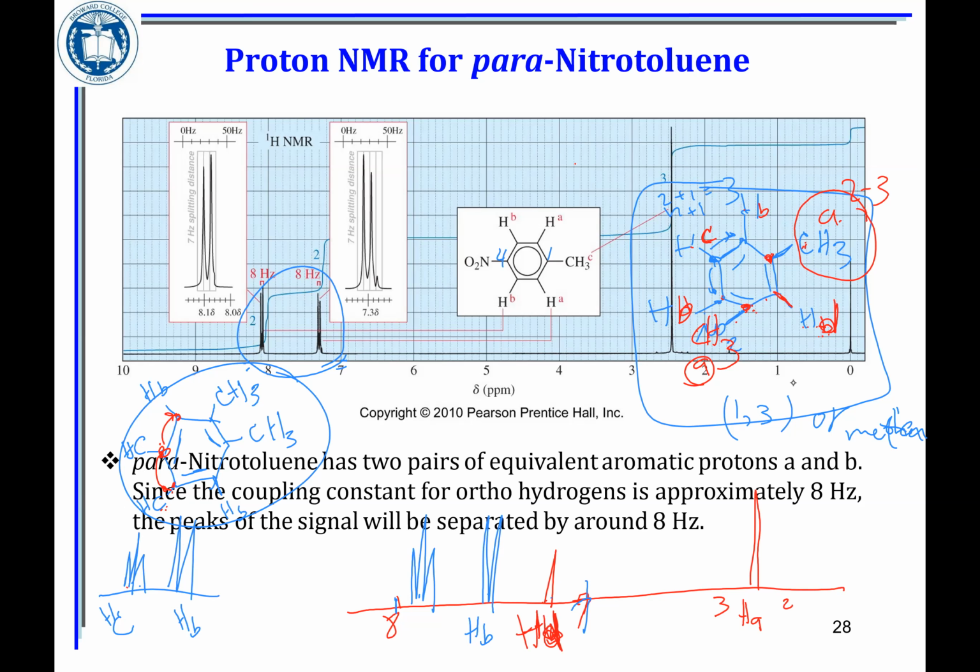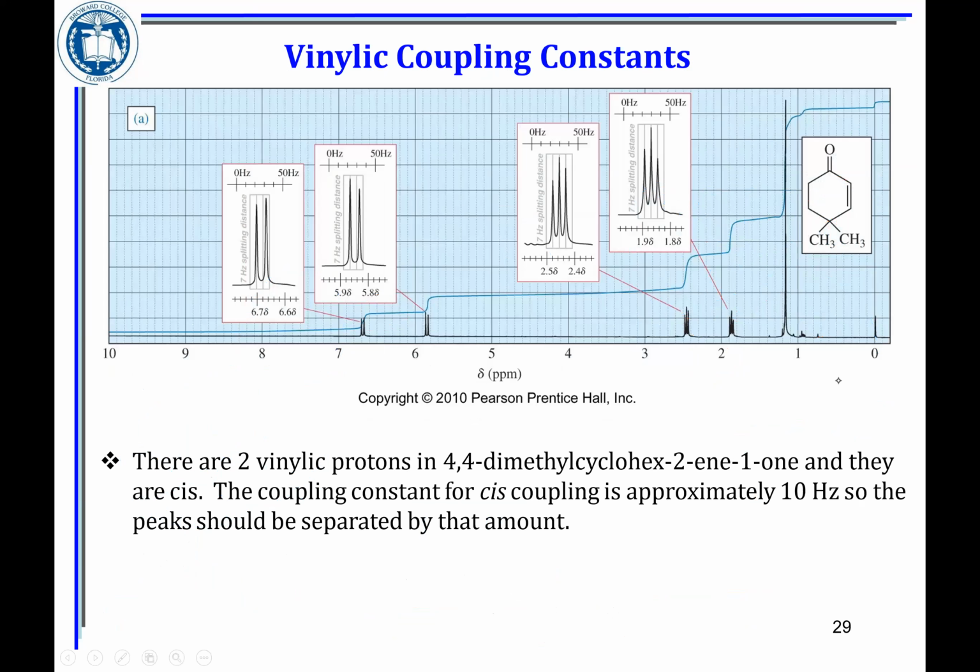Besides the pattern, like you have for ortho, meta, and para. Besides the pattern that for para you have two doublets, for meta you have a singlet, doublet, and triplet, and for ortho you have a doublet and triplet, the J value is also going to be different, and from the J value you could also say if it's ortho, meta, or para.